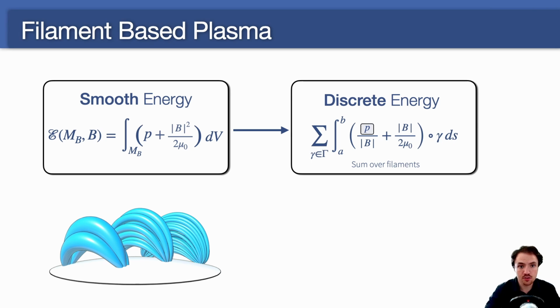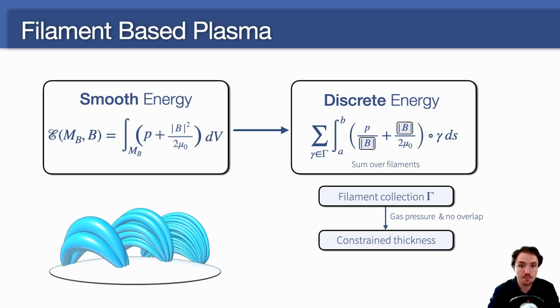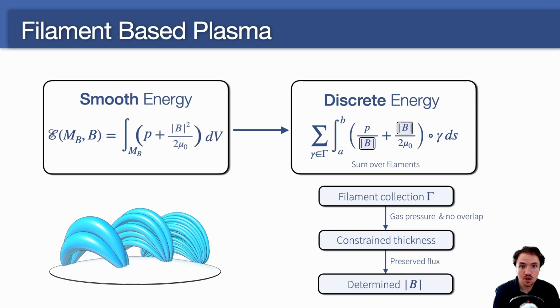The pressure P is known from the hydrostatic pressure equilibrium, but how do we compute the magnitude of B? We can directly determine it from the filament collection gamma. Since the filaments are not allowed to overlap and cannot expand indefinitely due to the gas pressure, their thickness has to be constrained. Due to the preservation of the magnetic flux, we can then determine the magnetic field strength from the known flux and thickness. This computation also illustrates how the discrete energy depends on the spatial arrangement of the entire filament collection.